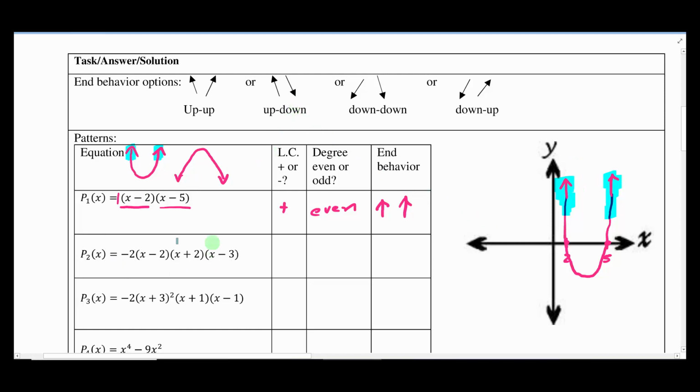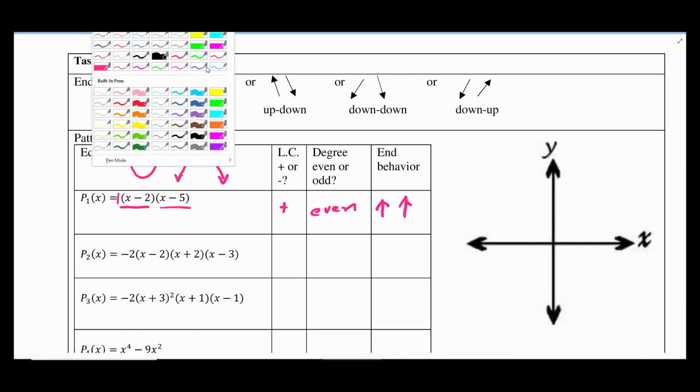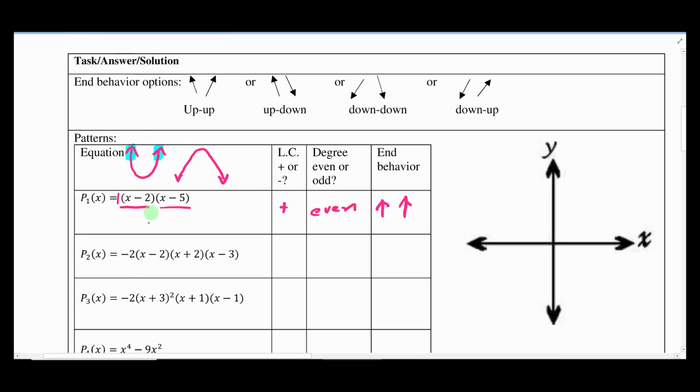Okay, so let's give it another try. We've got a second polynomial here. It's a little bit different, so let's see what's going on with that. So we'll reset our graph over here. Let's start anew. All right, so let's start with the leading coefficient again.